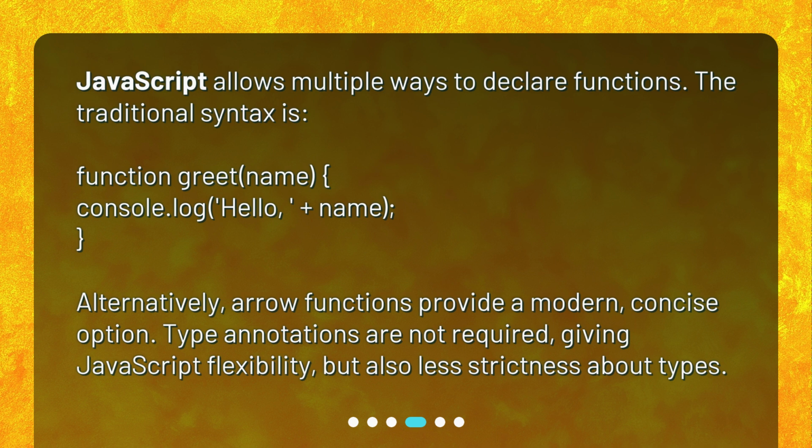Alternatively, arrow functions provide a modern, concise option. Type annotations are not required, giving JavaScript flexibility, but also less strictness about types.